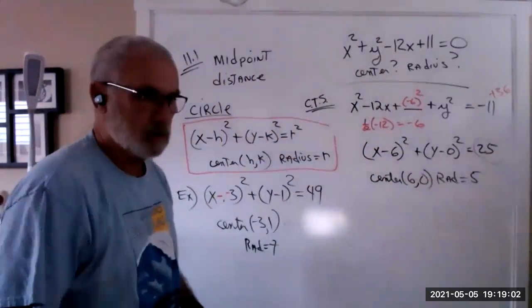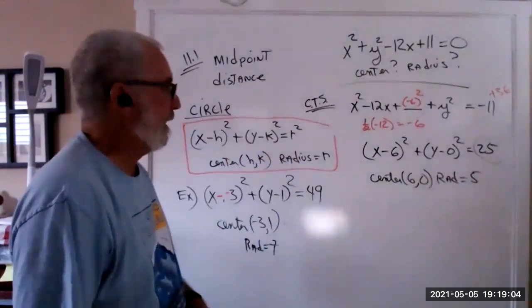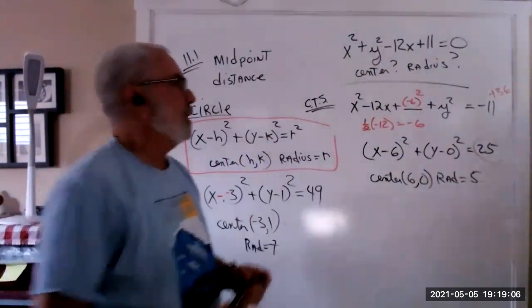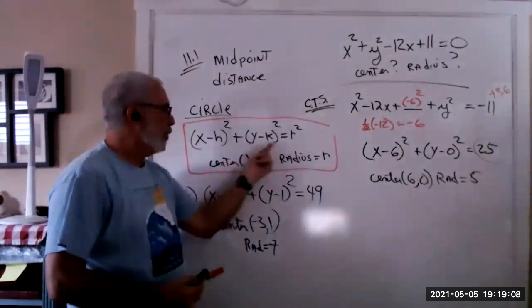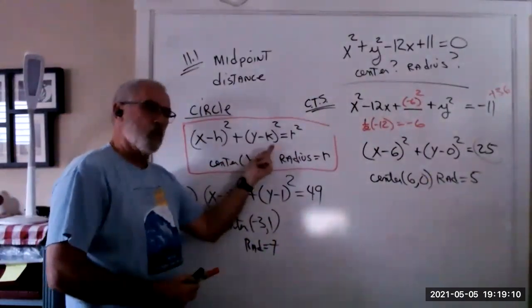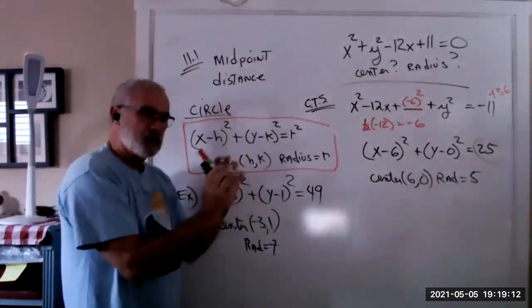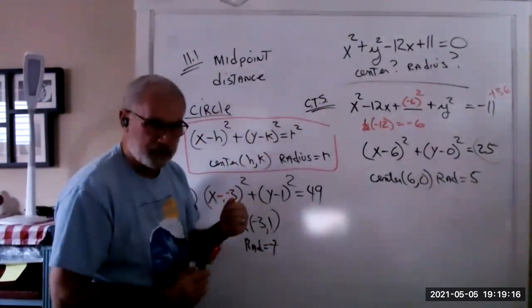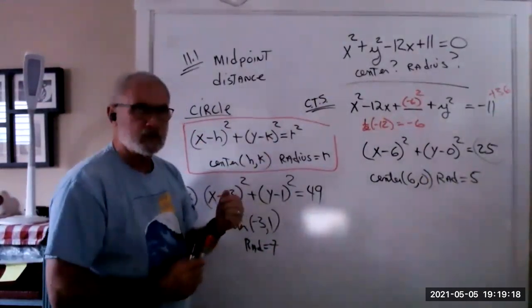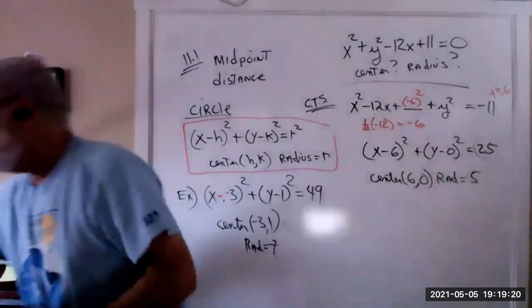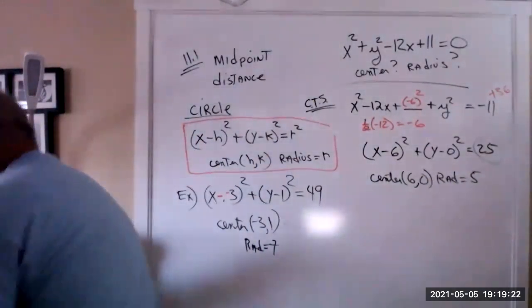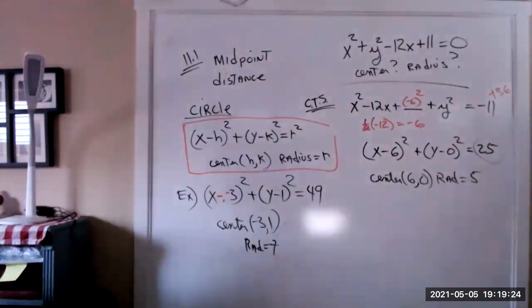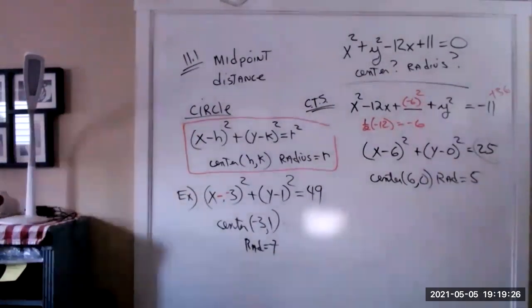Can you repeat your reason for why y was 0? Okay, because look at the form that we want. We want quantity squared.